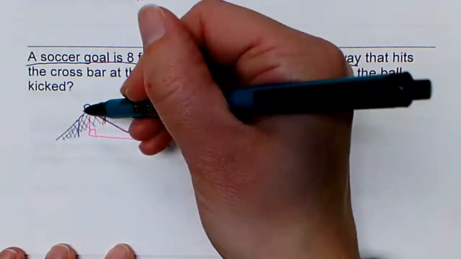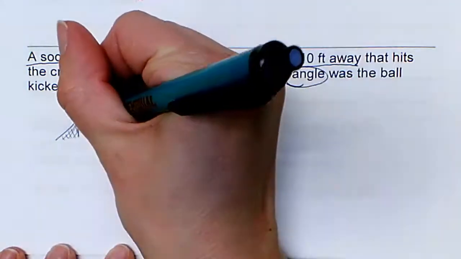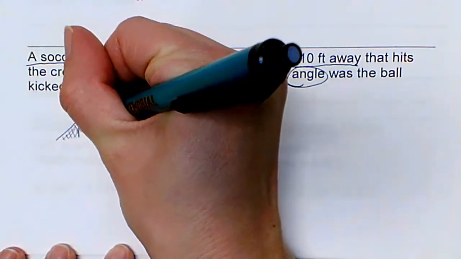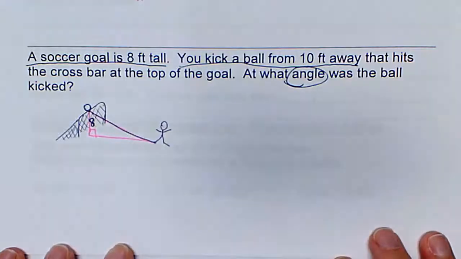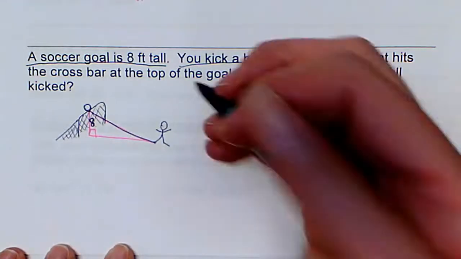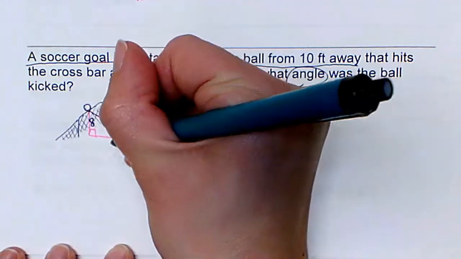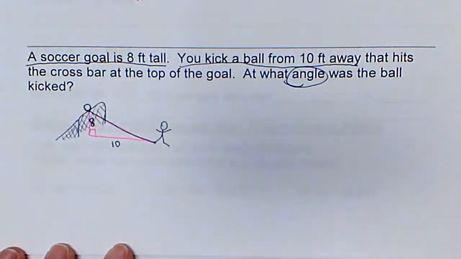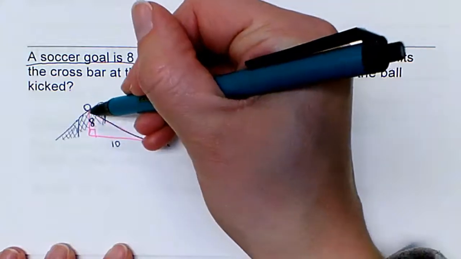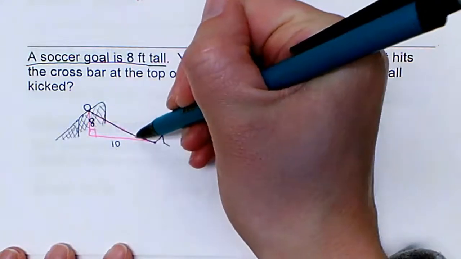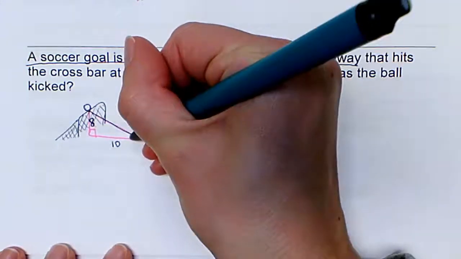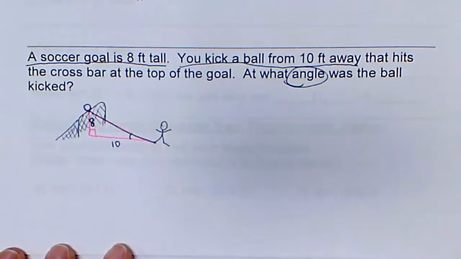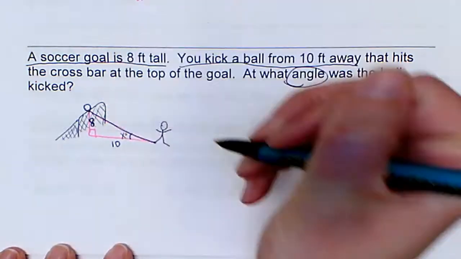And the soccer goal is 8 feet tall, so I'm going to put an 8 right here. And you kicked the ball from 10 feet away, so the distance from you to the goal is 10 feet. And you're asked to find at what angle the ball was kicked. So I'm not asked for this angle. I'm not asked for this angle. The kicking is happening right here, so this is the angle that we don't know. So we're going to call this x degrees.